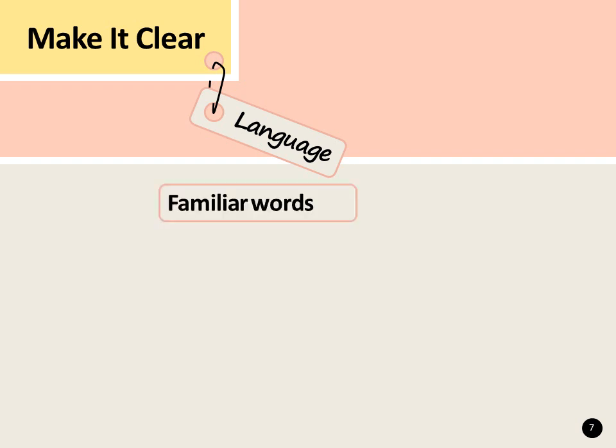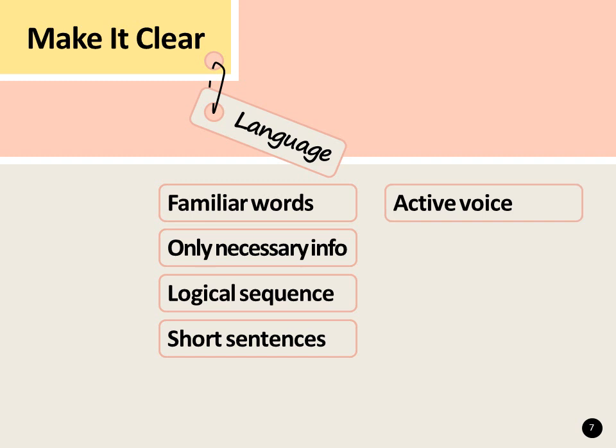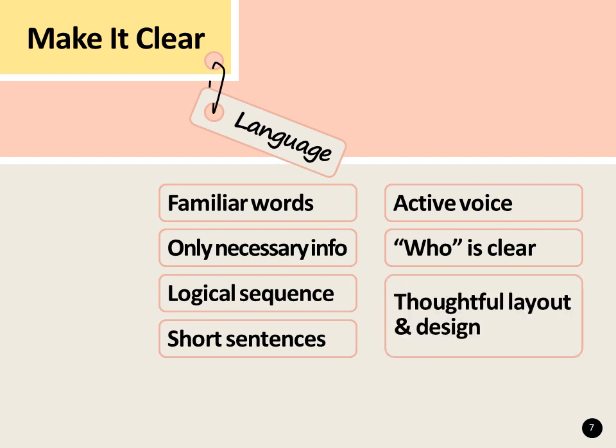This is done by using familiar, everyday words, providing only information that is necessary, and stating it in a logical sequence. Short sentences are preferable to long ones, which have greater potential to be unclear. Use an active voice for most sentences, and make clear in the sentence who is acting and who is the subject of the action. Thoughtful layout and design, including subheadings and bulleted lists, are ways to make information easy to find.